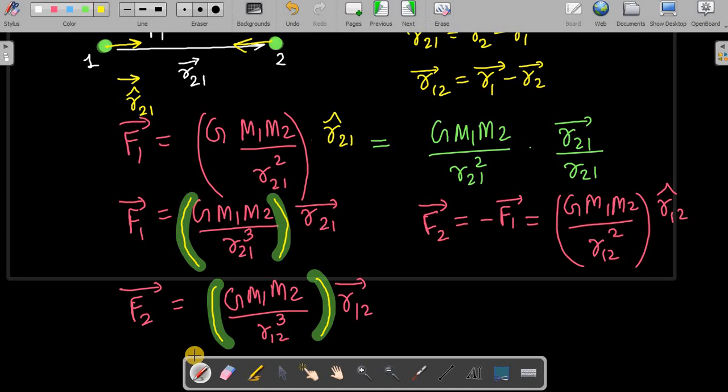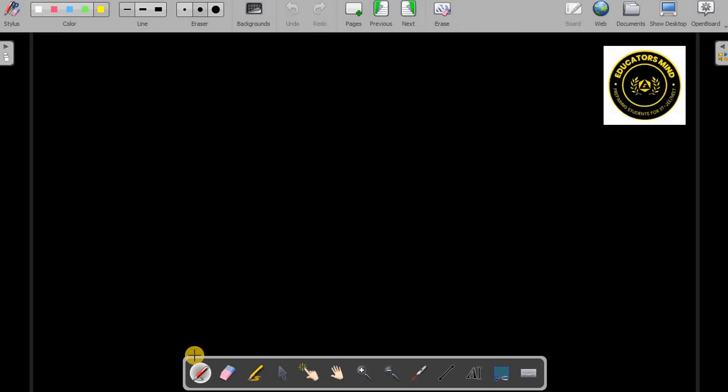Okay, this is the vector representation of the forces. Now let us understand how we do calculation. So let us take a simple case: if you have to calculate the force between 1 kg, 1 kg.